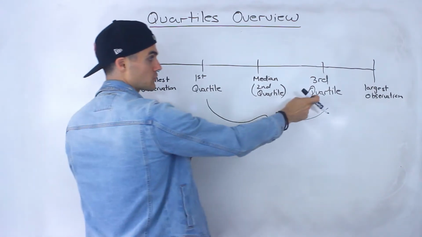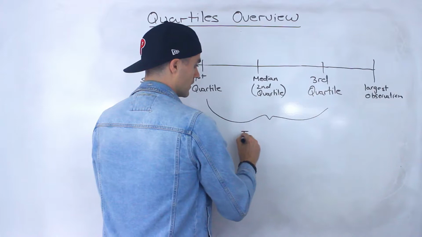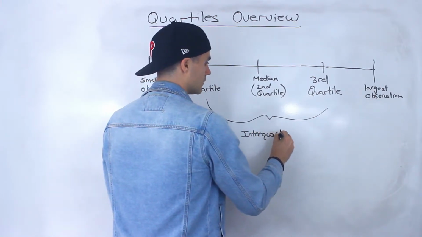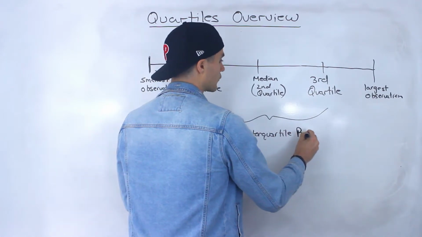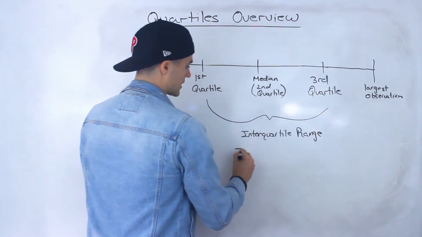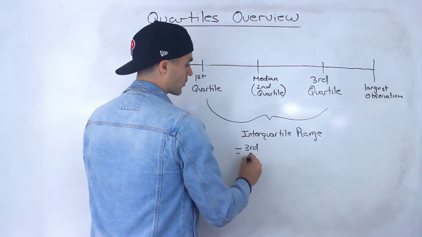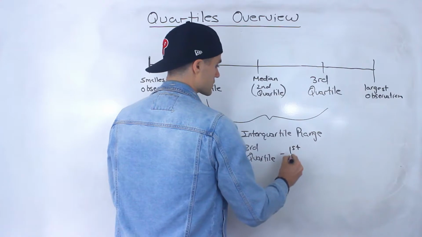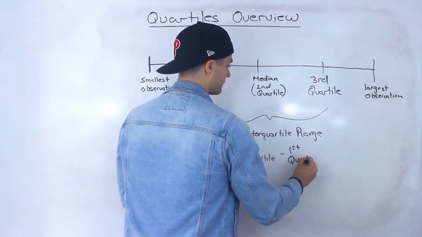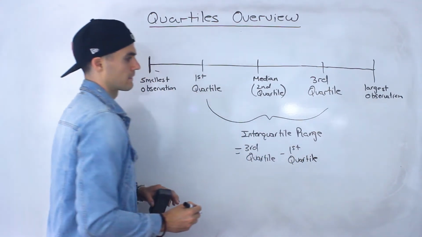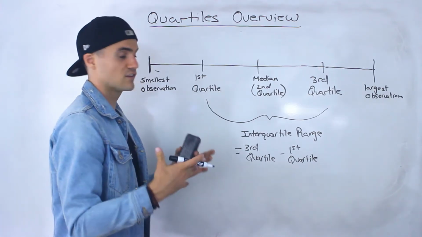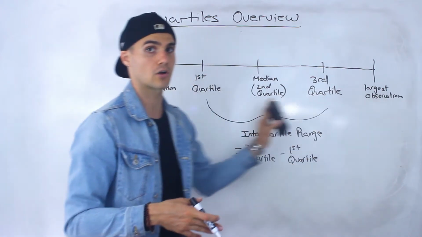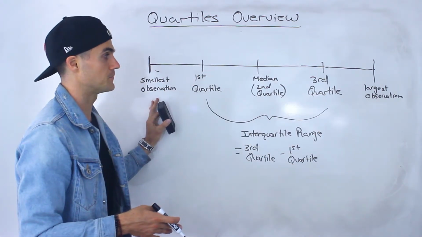And this range here between the third and the first quartile is called the interquartile range. So there's an actual name for it. It's basically the difference between the third quartile and the first quartile. And it's going to give us a better idea of the variability of the data than just looking at the difference between the largest and the smallest value.